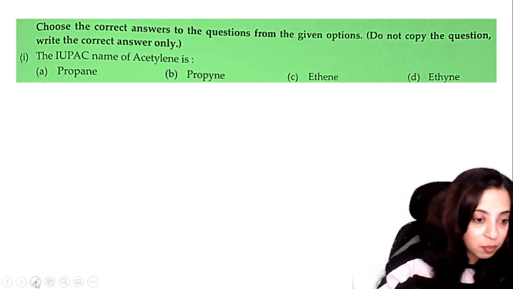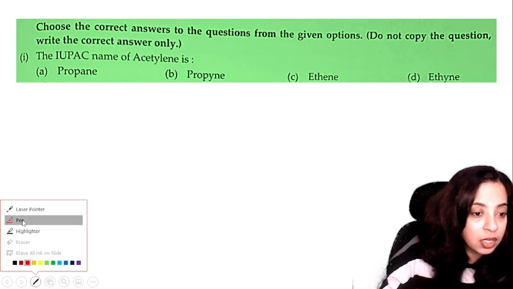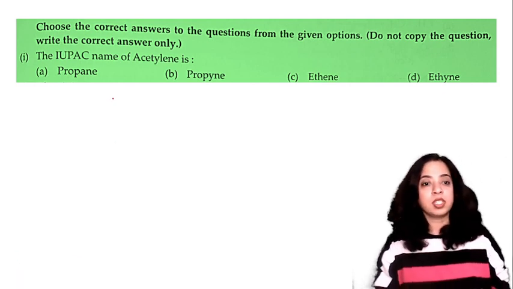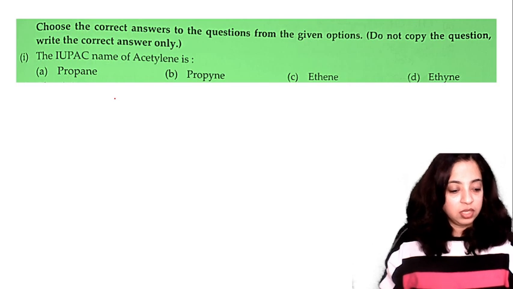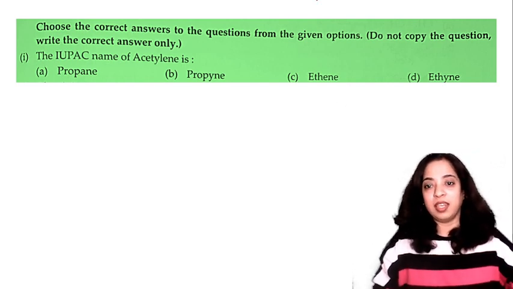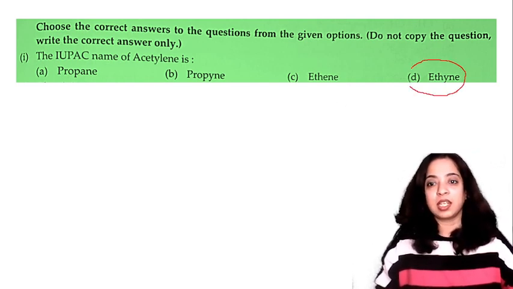Okay, let me take the marker out here so that I can write. So what is the IUPAC name of this? The answer is D, ethine. Okay, this is the correct answer.